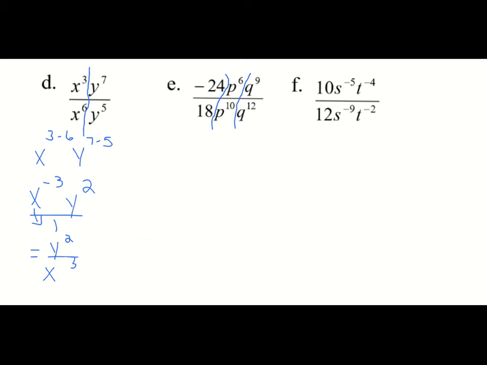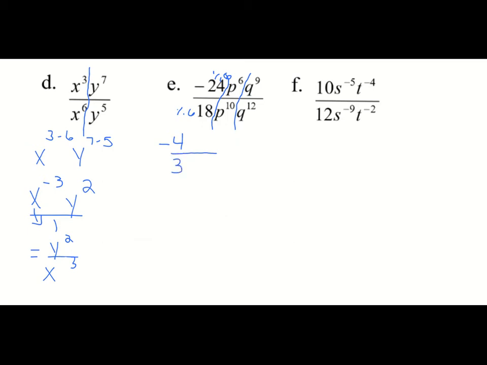And I think, let's see here. What goes into both of those? The biggest number I can think of is 6. So I'm going to divide them both by 6. So negative 24 divided by 6 will give me negative 4. And then 18 divided by 6, which I know I didn't write it very well, is 3.